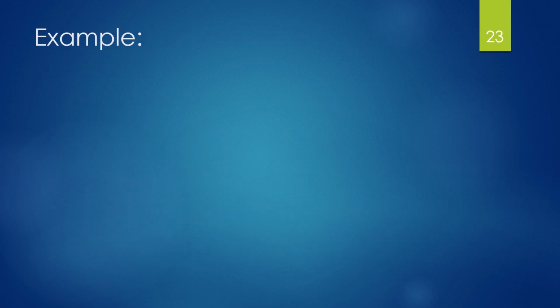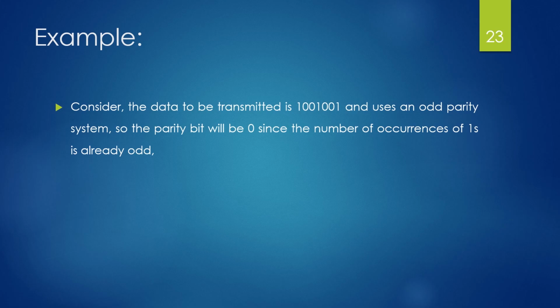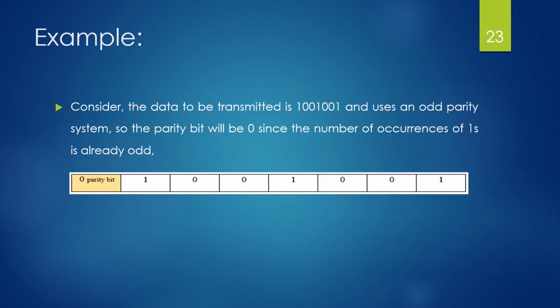If it is odd, then you decide whether the parity bit should be 0 or 1. For example, consider the data to be transmitted is 1001001, and it uses an odd parity system. So the parity bit will be 0 since the number of occurrences of 1 is already odd. When we count the number of 1s, it is 1, 2, 3, and as we are using odd parity, the parity bit here will be 0.